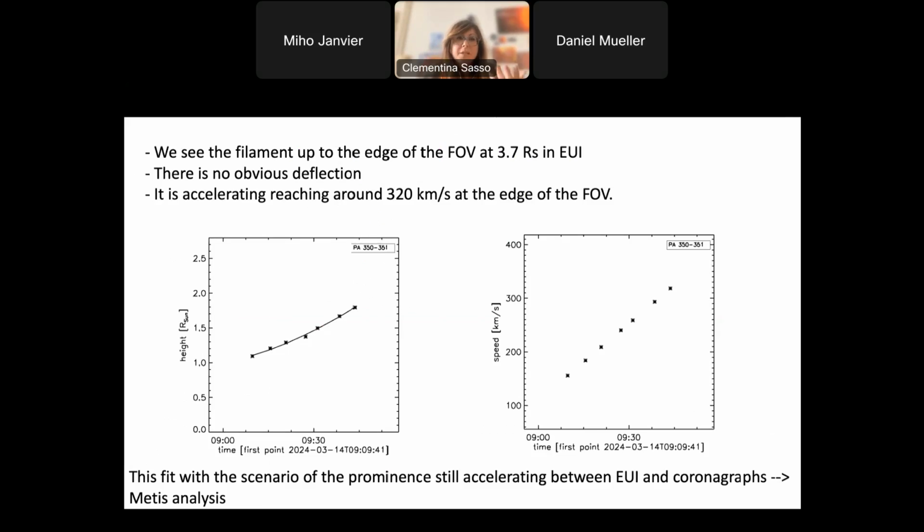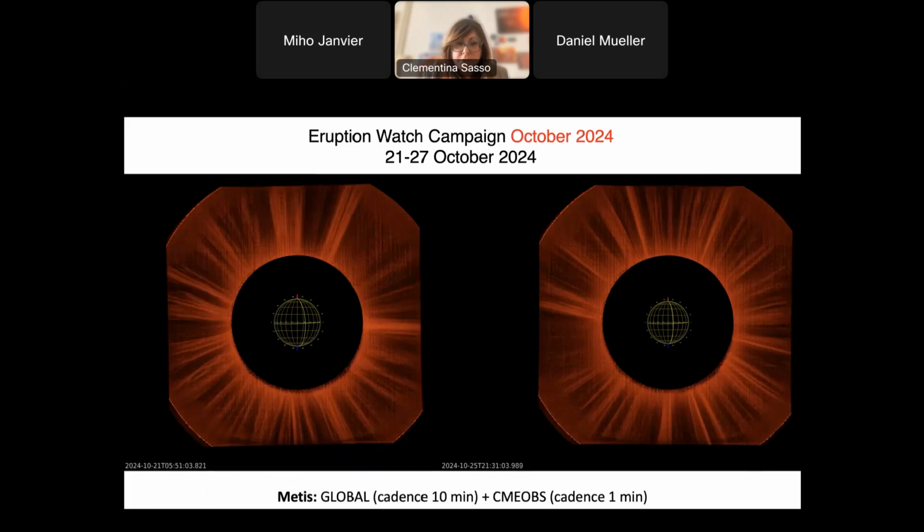Here is also some information on the filament eruption with the height-time plots done in the EUI from EUI images, and we see that the velocity is around 320 kilometers per second, and of course we have to make also the Metis analysis when this prominence comes into the Metis field of view.